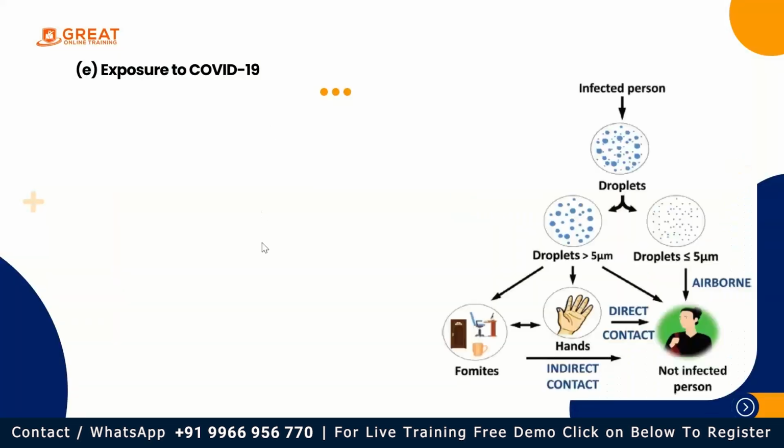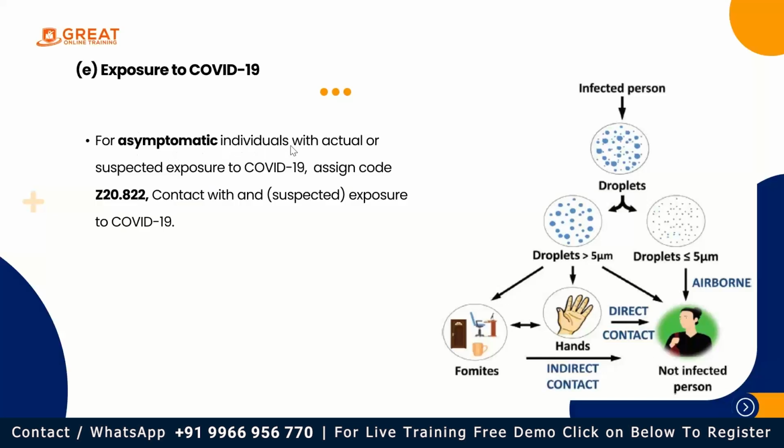Exposure to COVID-19. You know how we get exposed to COVID-19, right? An infected person spreads droplets, and if we come in contact with those droplets, it may be due to indirect contact or direct contact with another person. So for an asymptomatic individual with actual or suspected exposure to COVID-19, assign code Z20.822, contact with and suspected exposure to COVID-19.